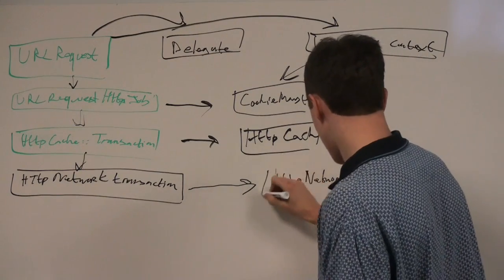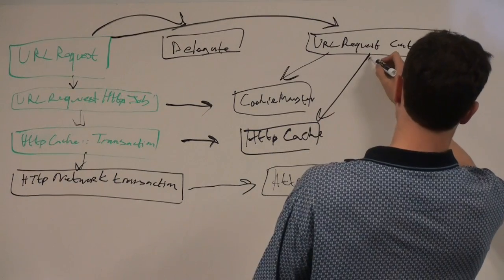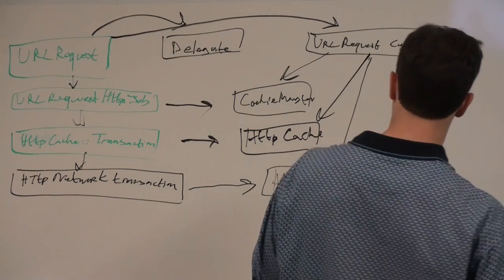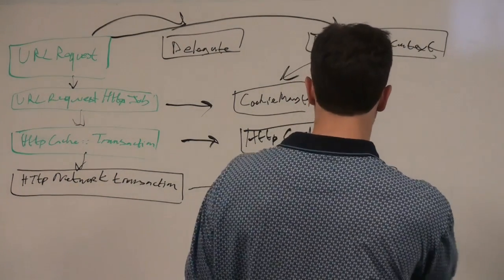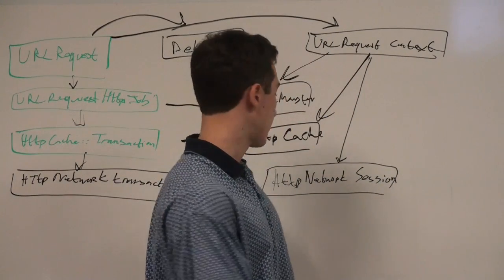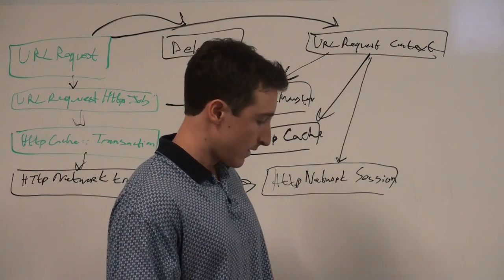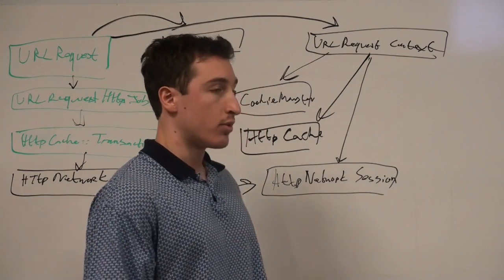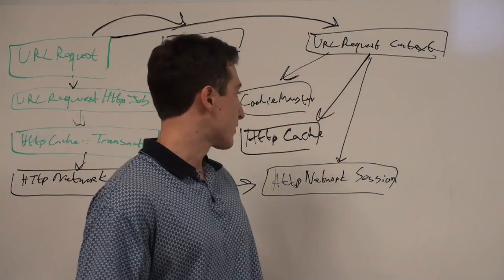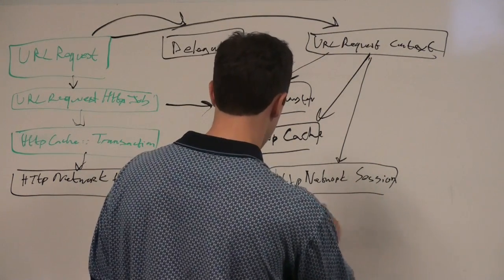So this is also indirectly part of the URL request context, which contains the HTTP network session. Your HTTP session contains various things. It contains the HTTP cache, the client socket pool, and the proxy service, a lot of state from here as well. So we'll draw in a couple of those.